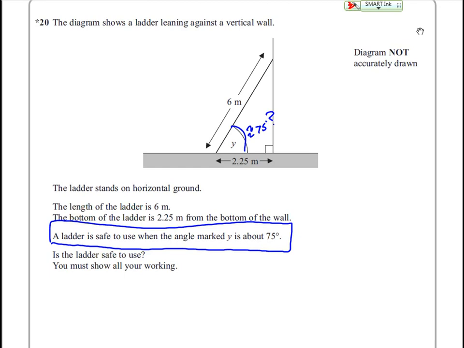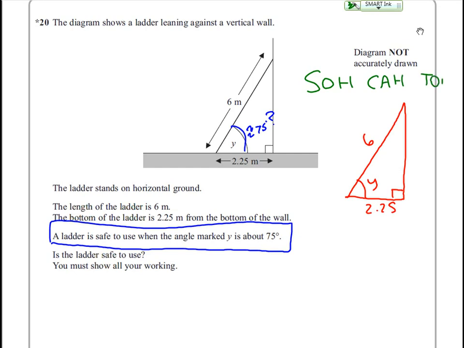Now, let's take the triangle that we're given and think about the question. So this is the triangle that's involved. The hypotenuse is 6. This is 2.25. Our angle we're interested in is here. So it's trigonometry. You should straight away write out SOH CAH TOA to remind you of your 3 formulas. You need to label opposite, hypotenuse and adjacent, and then you need to think about which formula you need.